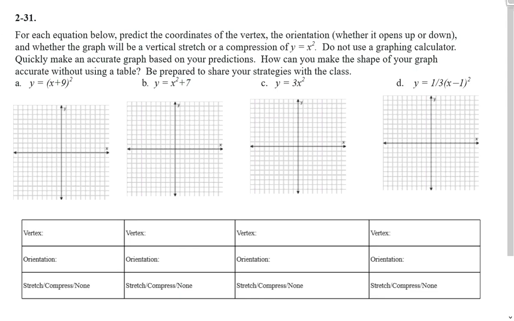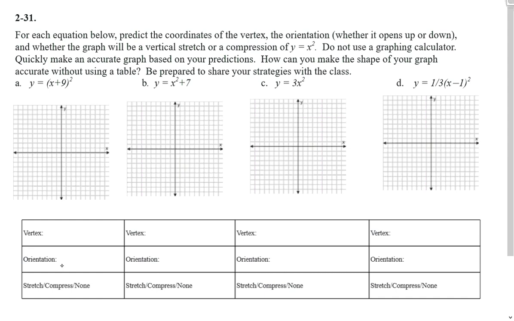So now what we're going to do is very quickly graph these, knowing what our vertex is, knowing our orientation, whether it opens up or down, and then thinking about our stretch and compression. Remembering that if the a value is bigger than 1, it's going to stretch it, which means it's going to become narrower. And we're not going to use a graphing calculator. We're going to quickly make some graphs based on our predictions, and then we're going to look at all of these different pieces as well.